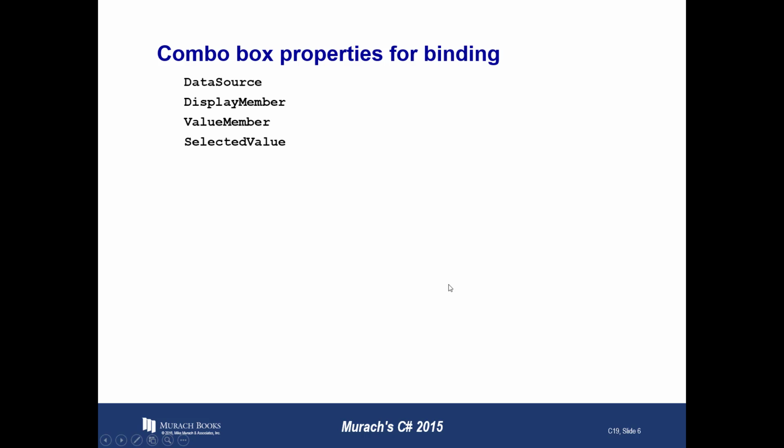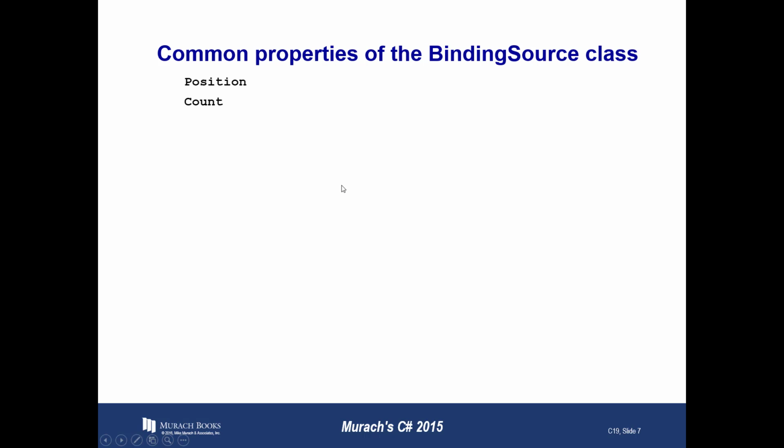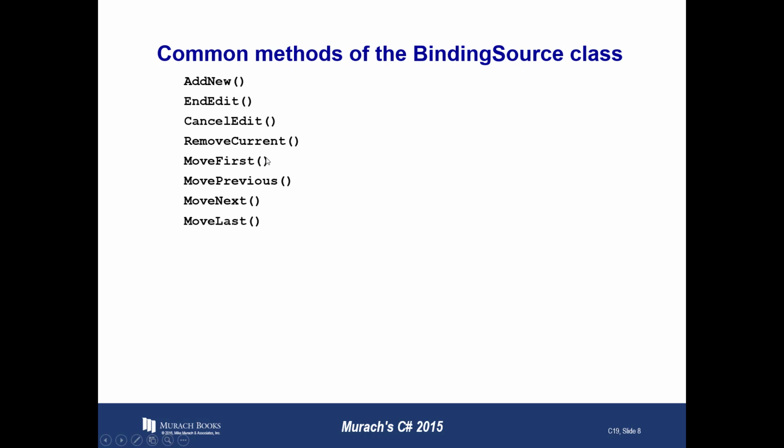It's a combo box. Here's some of the fields that you could conceivably use: data source, display member, value member, selected value, position and count. I mean, there's a lot of stuff that you can do with this. Some of this should make sense. Adding a new record, completing an edit, canceling an edit, removing what you'd started adding, move to the beginning of the records, move to the previous record, move to the end of the records, move to the next record.